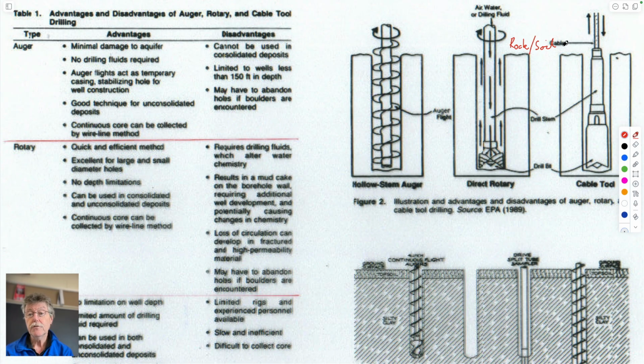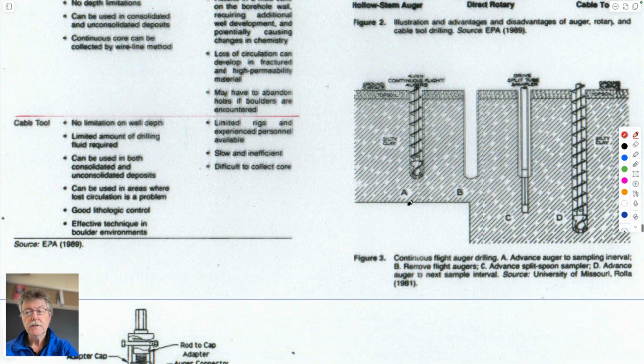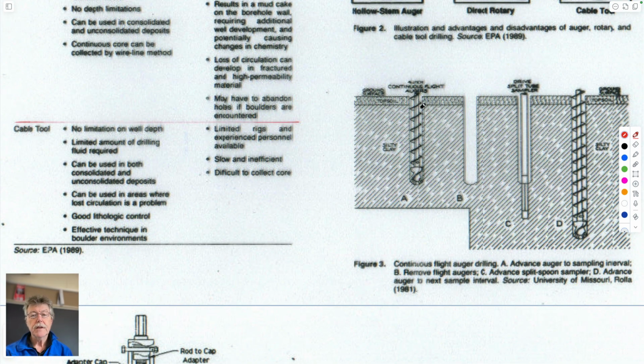Cable tool is also for rock and soil. Augers here are just for soil. So this is basically the sequence. You have an auger. It's a single piece of solid 1-inch diameter steel. It comes in sections, maybe 3 feet or 5 feet long. They have a female hex nut at the top, a male hex nut at the bottom.